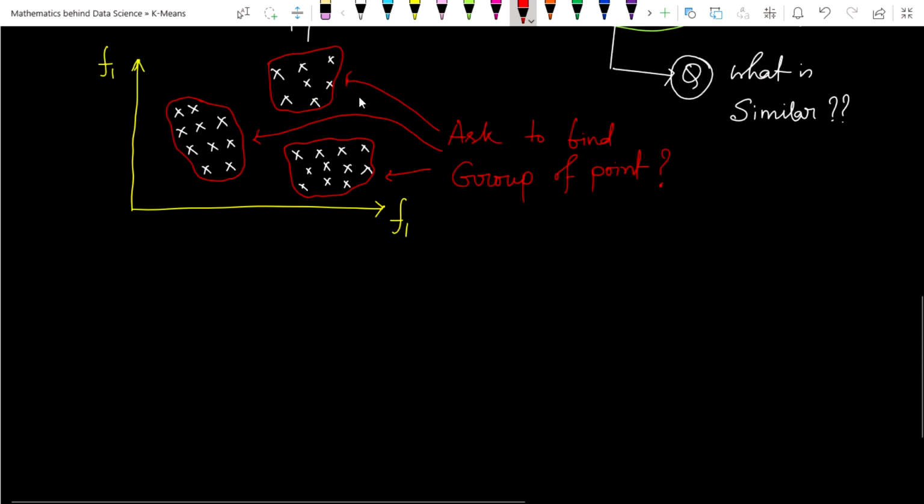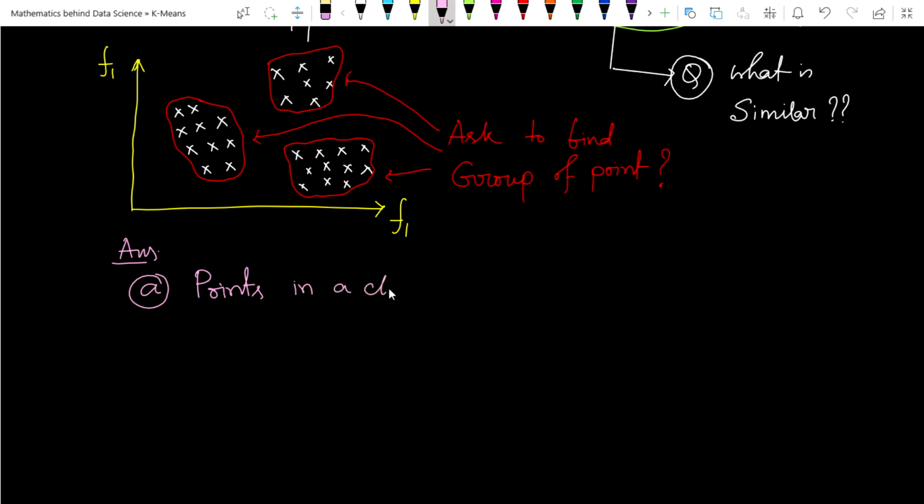Now the question is how we will find these groups of points. If we ask a 5-year-old kid, they will easily find this: this is a group, this is a group, this is a group. But on what basis will they find this answer? Let's try to understand. The first answer that comes into our mind is that the points in a cluster are close together. We say these points are close together and make a group, or a cluster.